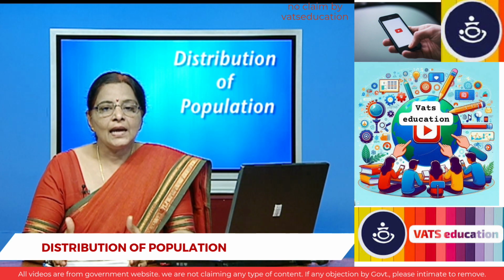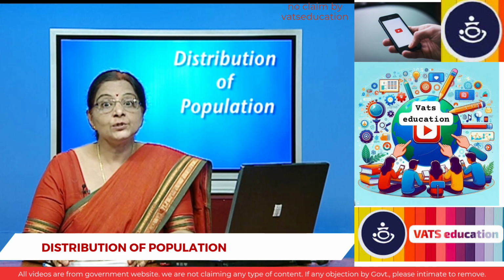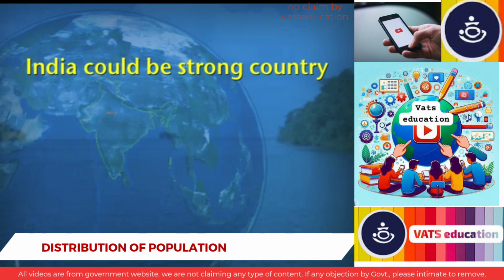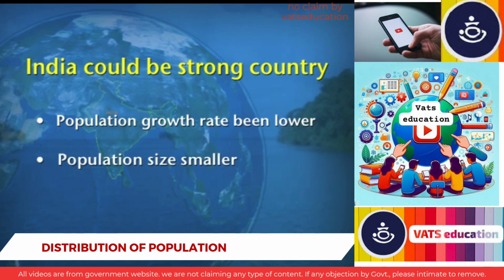Now, had India not been such a populous country in the world as it is today, then India would have been a strong country. Had population growth been lower, or the population size been smaller, India would have been a very strong country in the world.